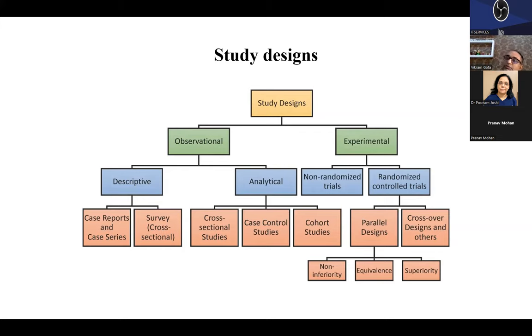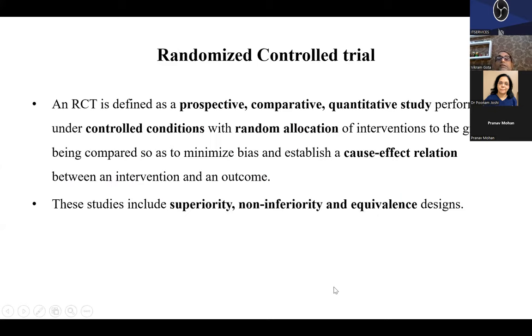The advantage of a crossover design, which is not very common in oncology but is mostly used for pharmacokinetics, is that the subject acts as his own control, because he gets both the standard and the novel intervention. That way we can minimize the intersubject variability that comes into play. But anyway, I'll be discussing only the parallel designs today, which include the non-inferiority, equivalence, and superiority trials.